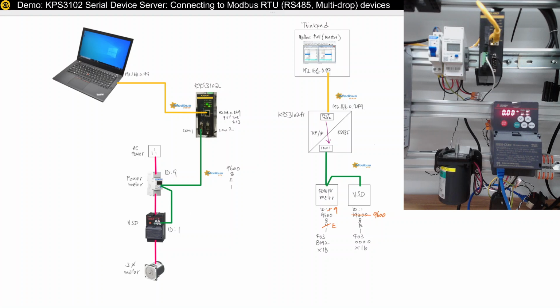On the ThinkPad, I'm going to run the Modbus Pro software. It will reach out to this IP address, 192.168.0.249, which is this port. Inside there's a conversion: it converts TCP/IP to RS485, and we need to configure the 502 port to COM port 1.